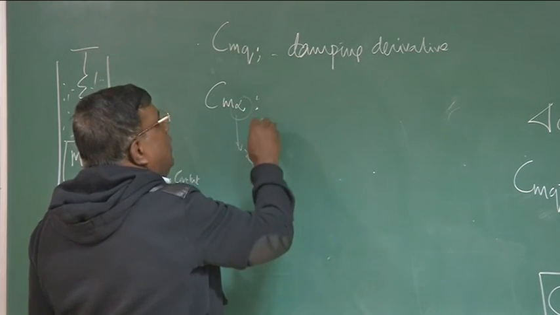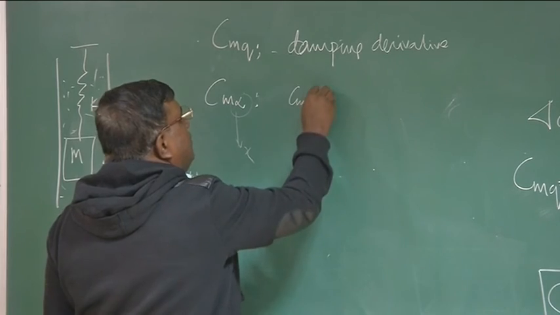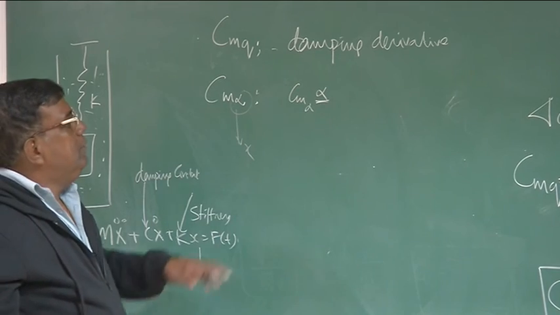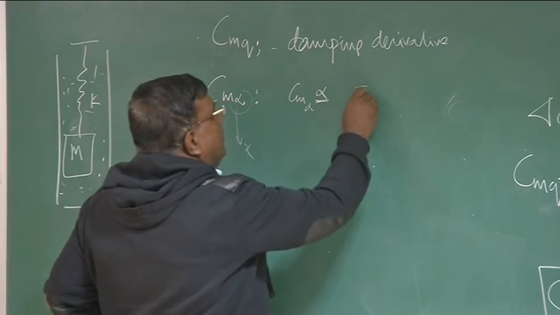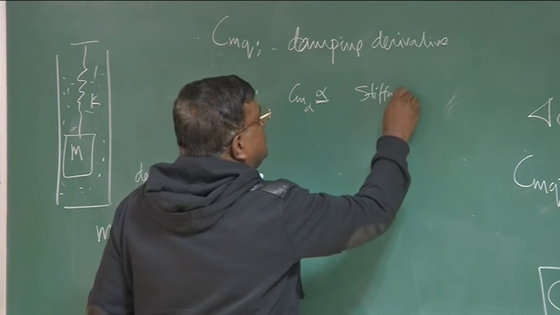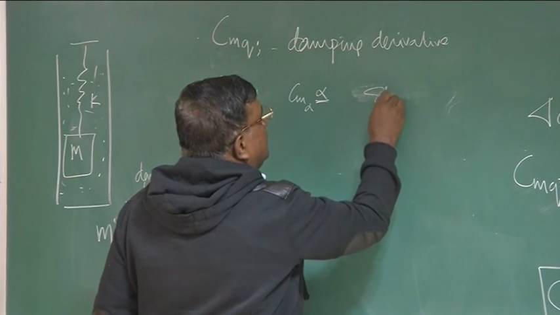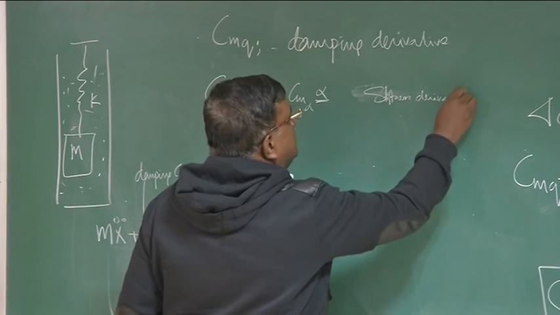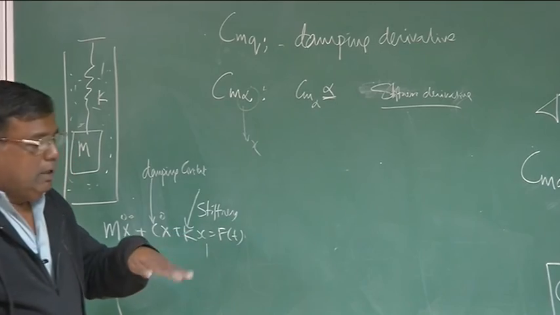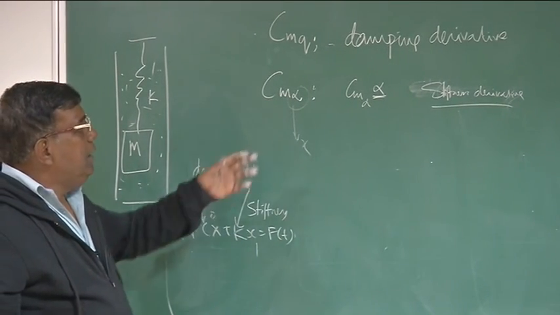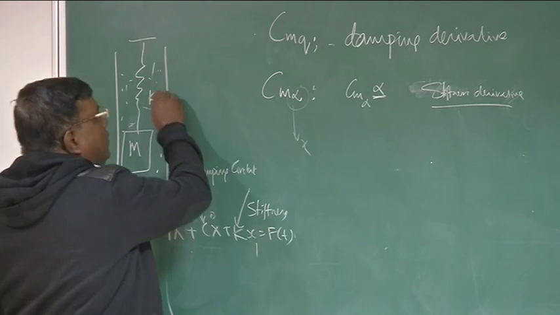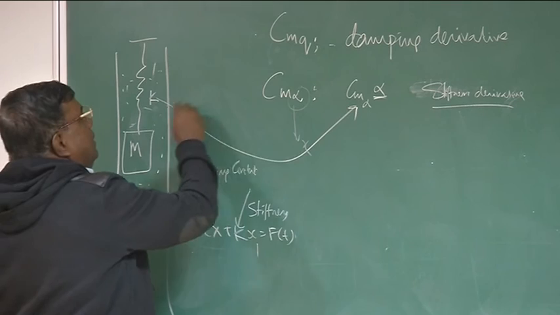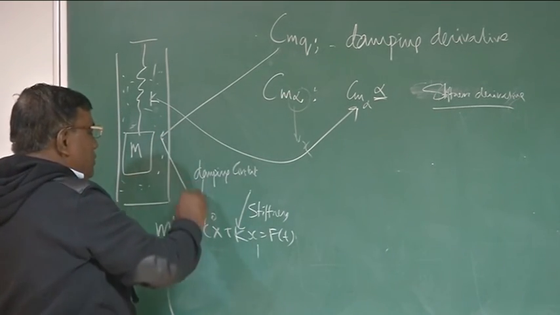Cm alpha, the restoring moment is Cm alpha into alpha, right? So it is proportional to alpha. So this is the stiffness derivative. Right? This is stiffness, you understand how stiff the spring is. It is analogous to k, the spring constant, and CMQ is analogous to c, which is because of the medium or the fluid.